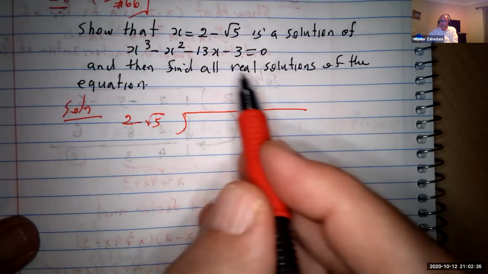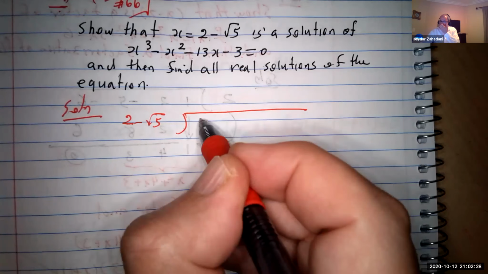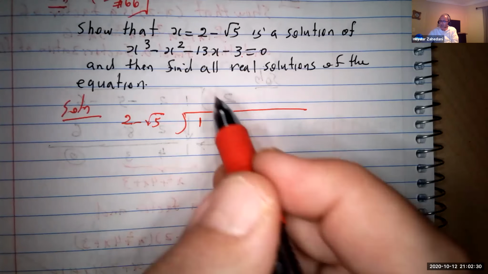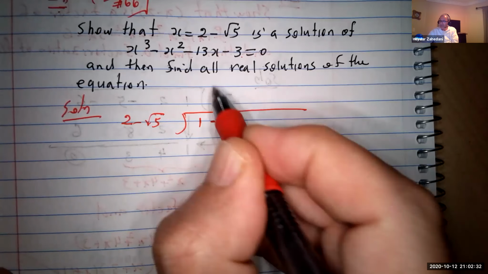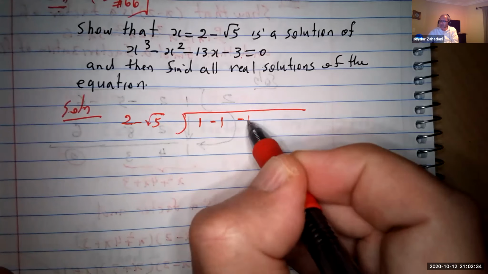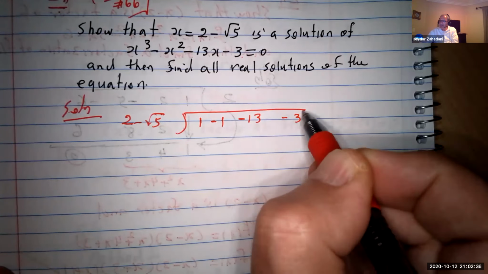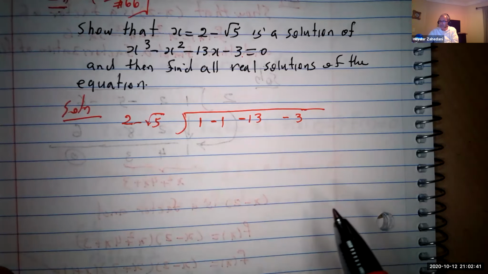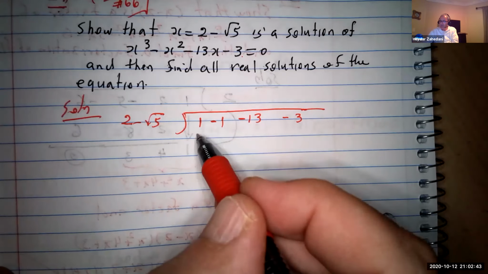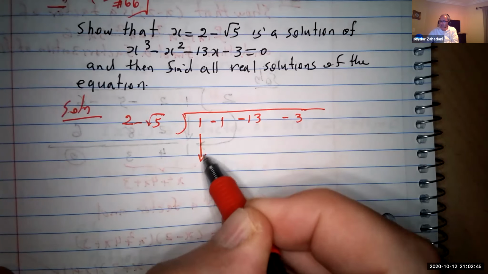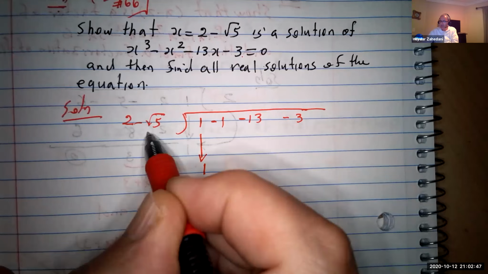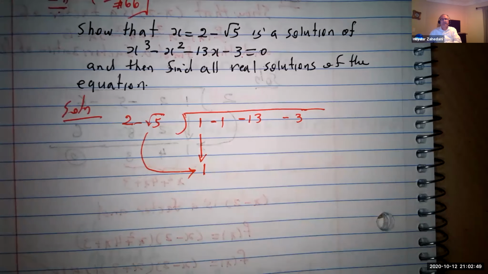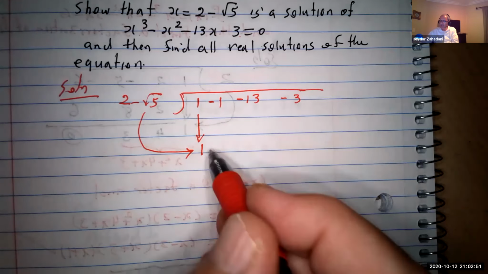Into this, it is 1, okay, negative 1, minus 13, and the negative 3. This is going to be the 1. So bring the 1 down and carefully multiply it. Okay, that's it.